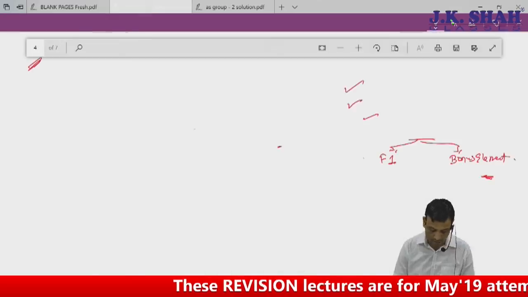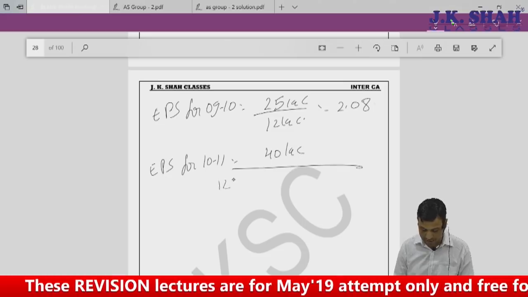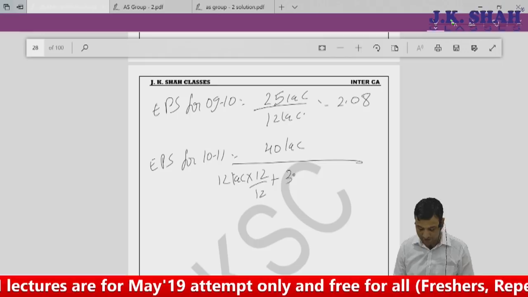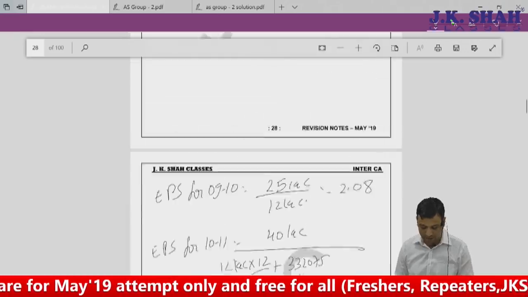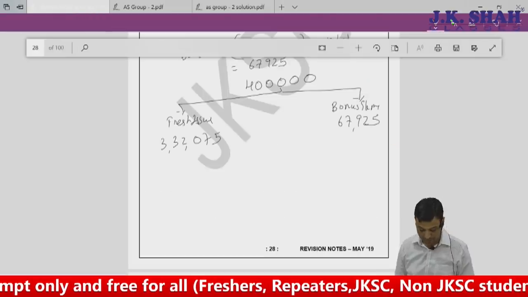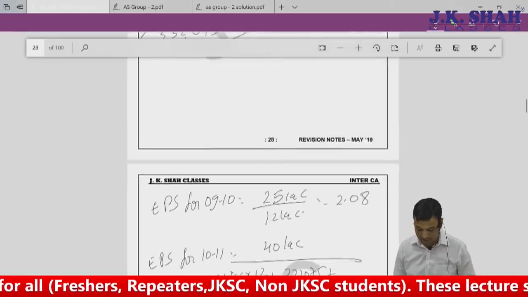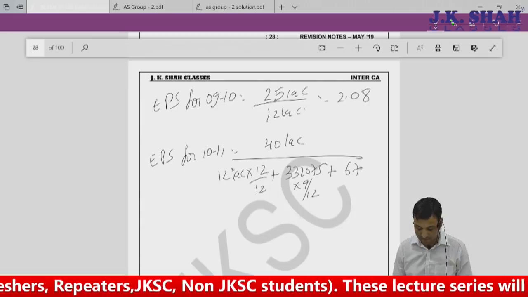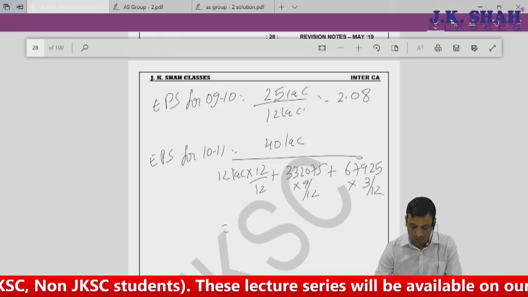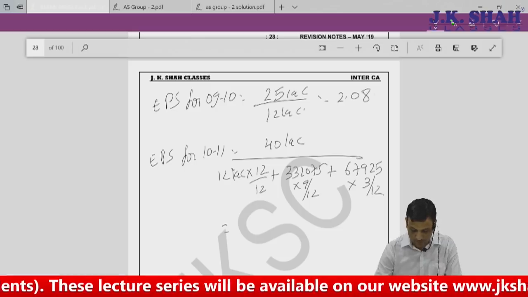Now EPS for 10-11: 40 lakhs. Just wait. These 12 lakh shares are there for all 12 months, plus 332,075, which I will multiply. When did I do the fresh issue? The fresh issue was on 30th June, so can I say for 9 months? So 332,075 into 9 by 12, plus the bonus 67,925 into 3 by 12.